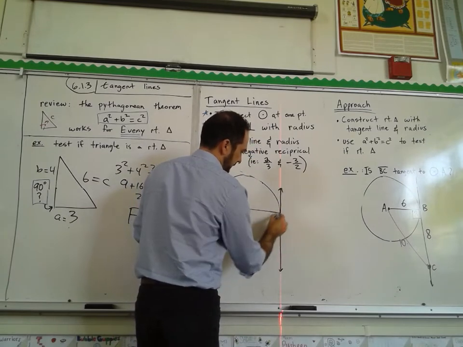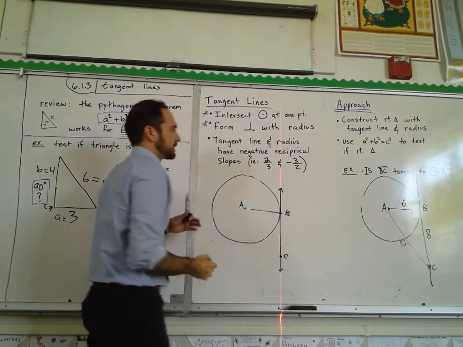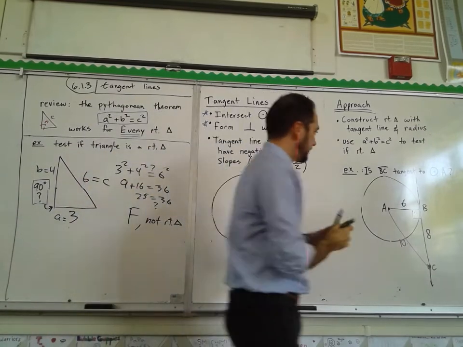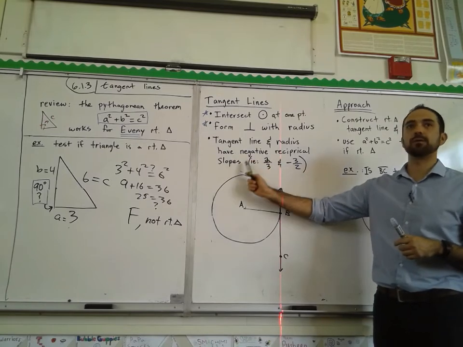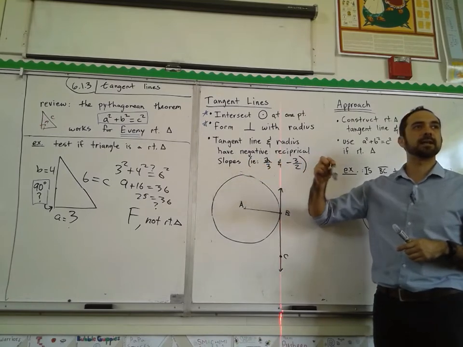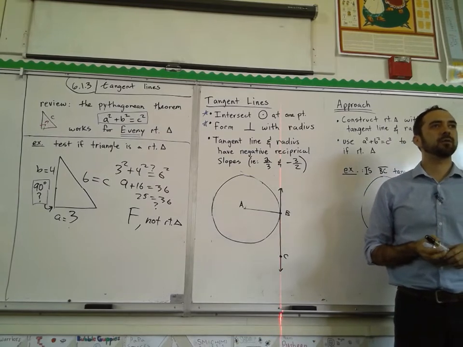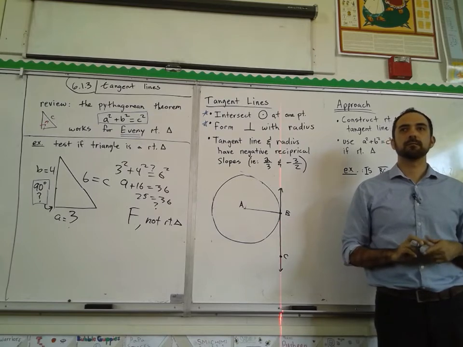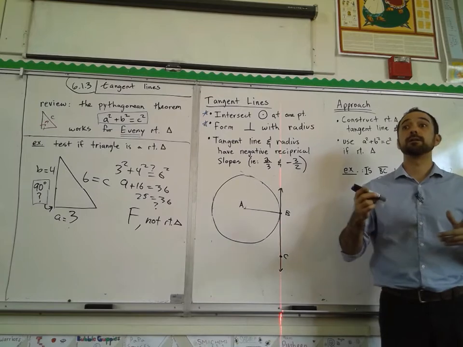Okay, we'll call this B, and we'll throw another one down here, C. So what we're doing here, the last bit, I didn't say this actually, let me go back. A tangent line and the radius have negative reciprocal slopes. Why is that the case? Why would they have to have negative reciprocal slopes? What do you think? Yeah. They have to be perpendicular. Very good.